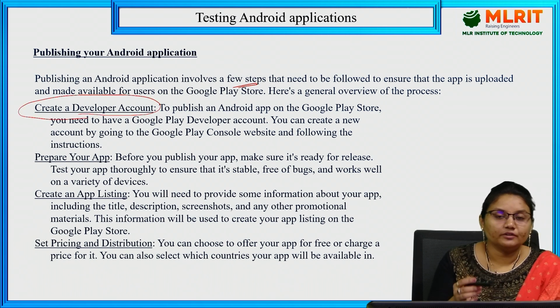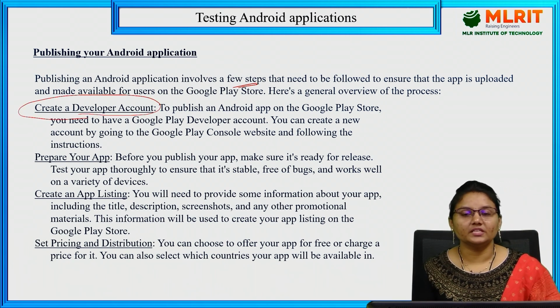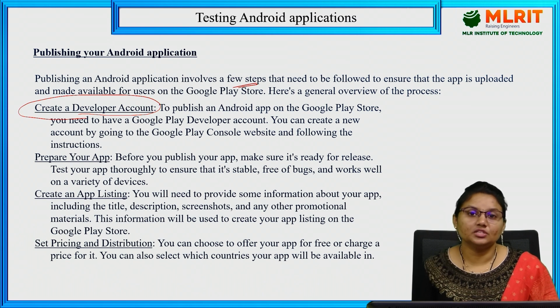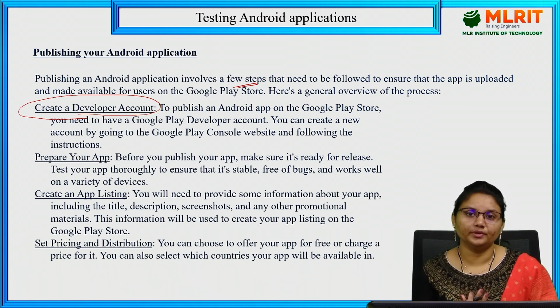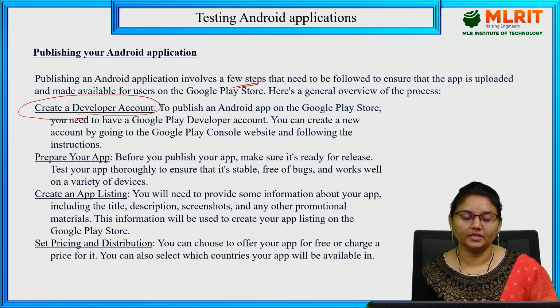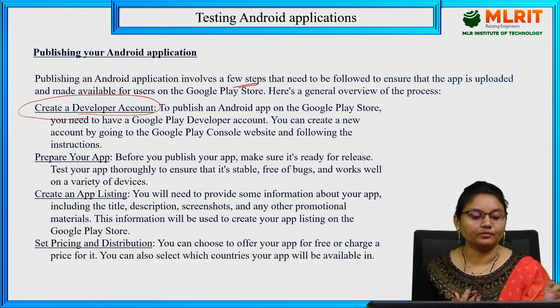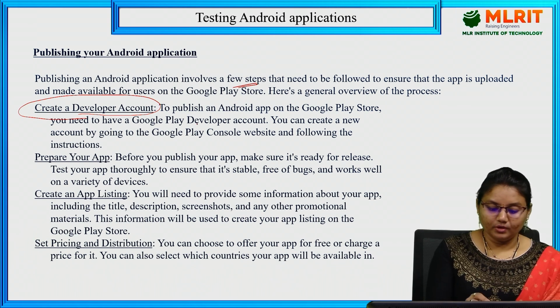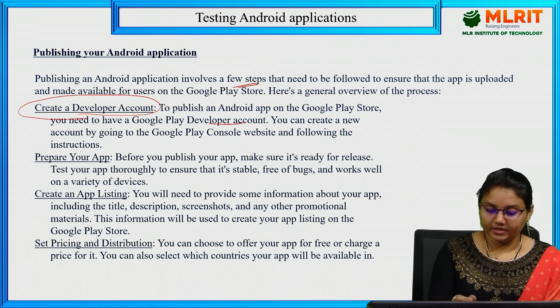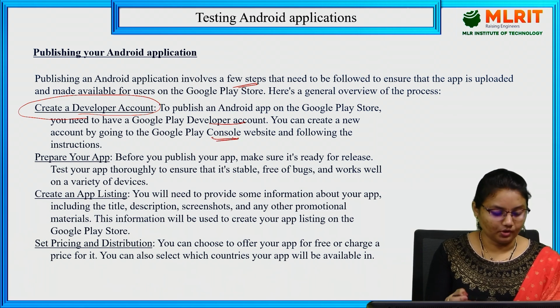So the first and foremost thing, if you wanted to use any website, what we are doing, we are registering first. Similarly, if you wanted to upload your application in the Google Play Store, then you have to create a developer account. How do you do it? You need to have a Google Play developer account, and you need to create a new account by going to the console website and following the instructions.